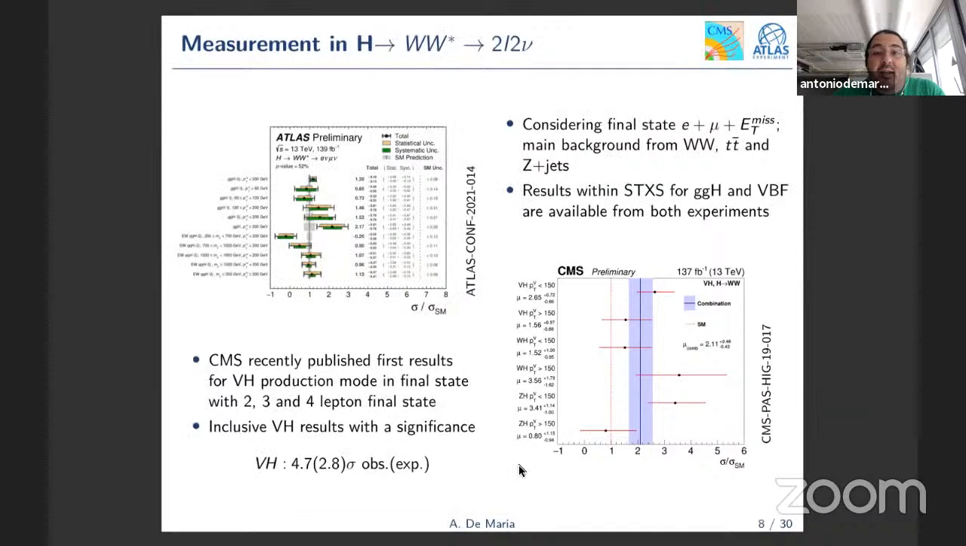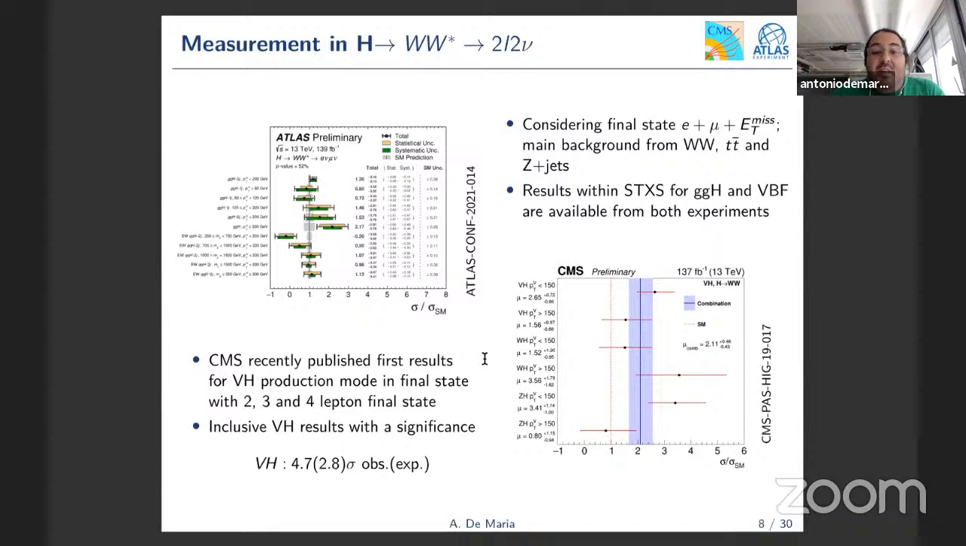Next one is the WW star into the two-lepton two-neutrino final state. In this case, we are considering a final state with an electron or muon plus some missing ET. The main backgrounds that we have are from WW, ttbar, and Z plus jet. And from both experiments, we have all the results in the context of the STXS for gluon fusion and for VBF, like you will see in the example from ATLAS on the left part of the slide.